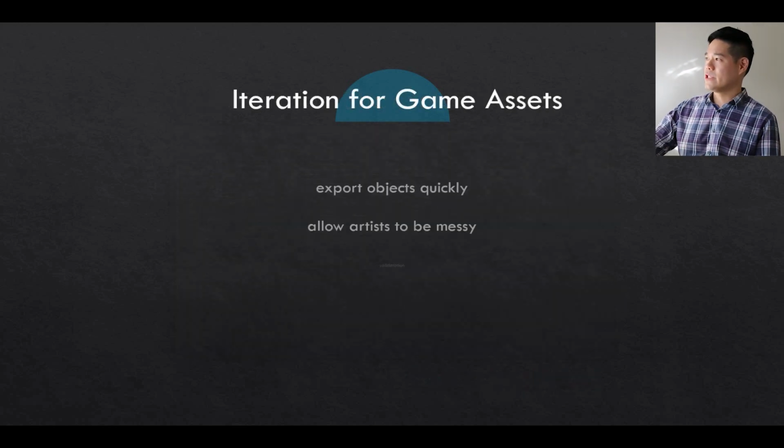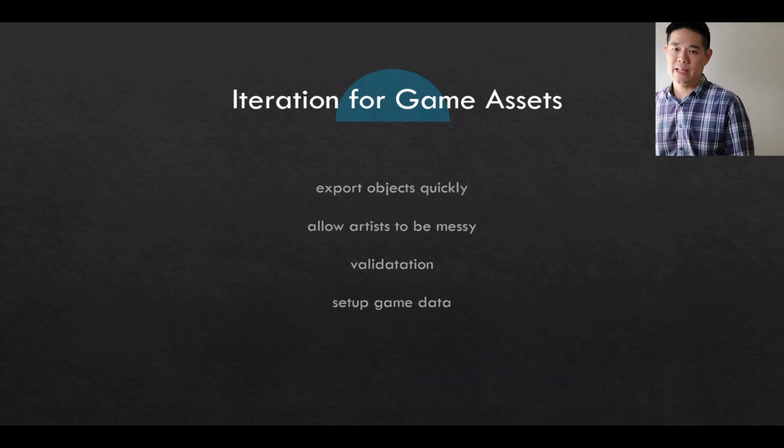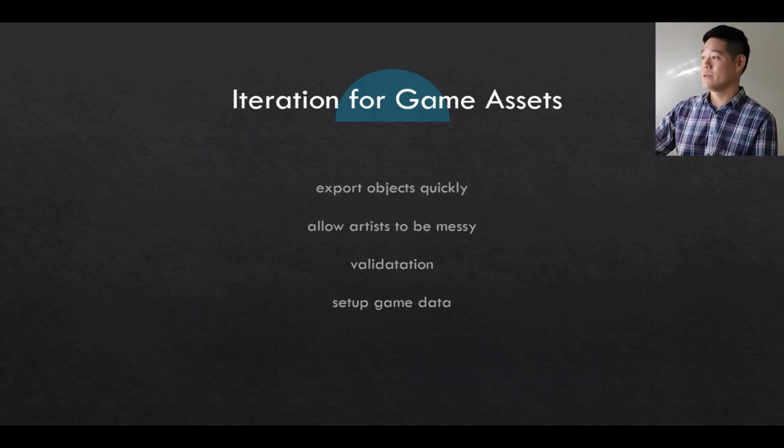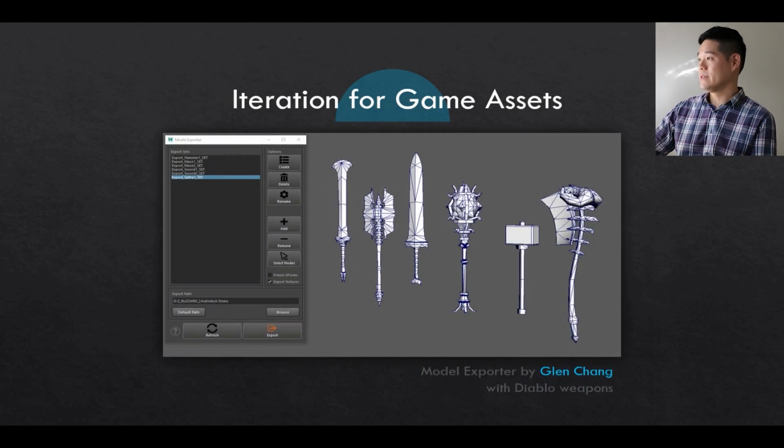And then the next is the iteration of game assets. The only way to really get this to be quicker is to create your own exporter, right? So you want to be able to export your objects really quickly. You want to allow artists to be a little bit messy, because it takes a lot of time for an artist to clean up a scene. Sometimes they need a reference, or a character in the scene. Even if they're exporting a weapon, just having a character in the scene will give them a sense of scale. They also need a way to validate their data, and a way to set up in-game data before it's exported. So hopefully the exporter that you design will be able to do all of that.